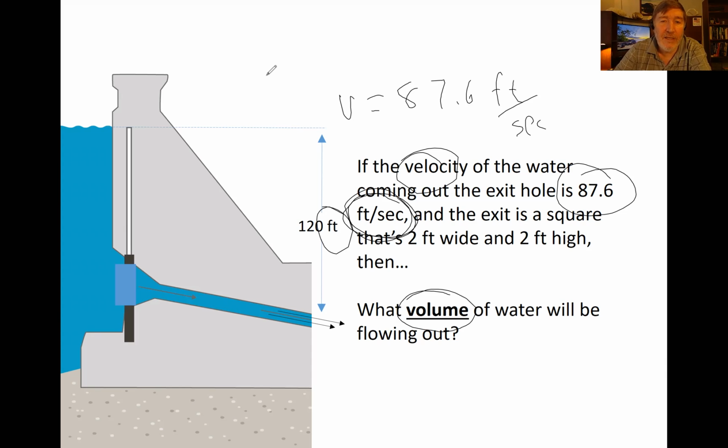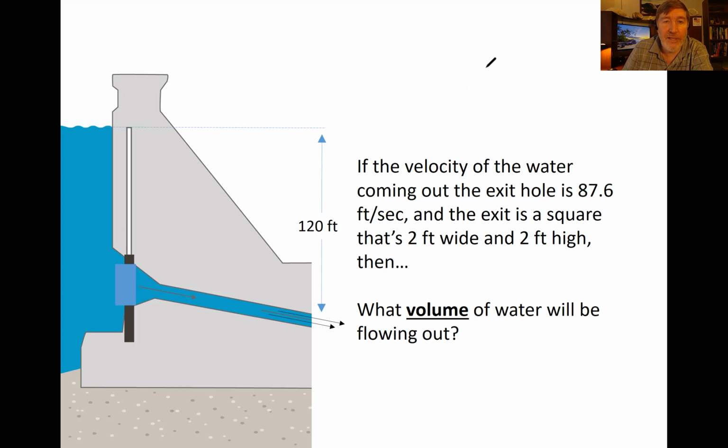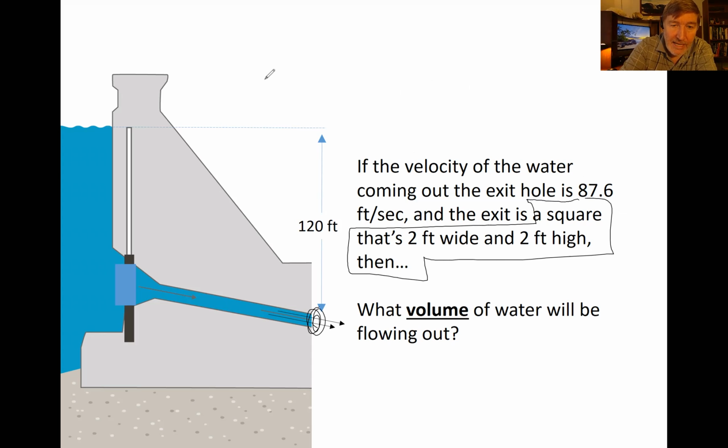Well, we're going to need to know how big the opening is in order to answer that question. The problem statement tells us that the opening is a square that's 2 feet wide by 2 feet high. So if the square is 2 feet wide by 2 feet tall, then that means the area is going to be 4 square feet. Okay, so that's the area.